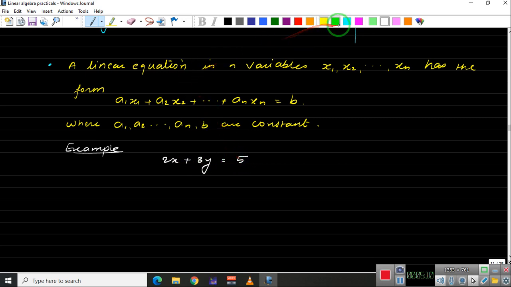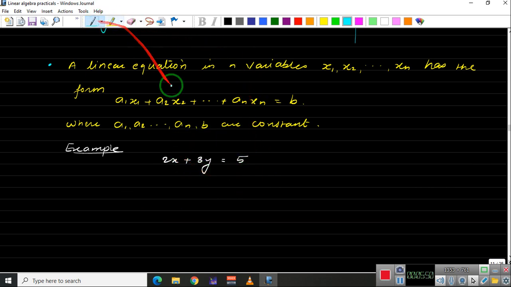For example, take x equals 2 and y equals 3. Is this a solution of this equation? Let's verify. Put x equals 2, y equals 3. It will be 2 into 2, 4, plus 3 into 3, 9. 4 plus 9 is 13, which is not equal to 5. So this cannot be the solution of this equation. By solution, we mean finding those values of the unknown variables which, when substituted in the equation, satisfy the given equation.